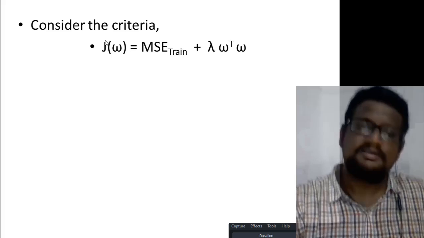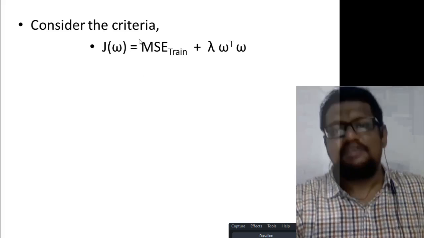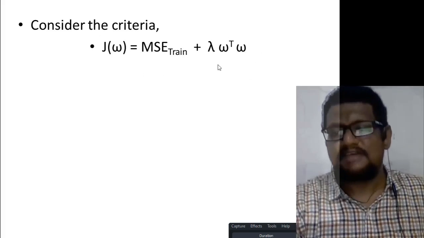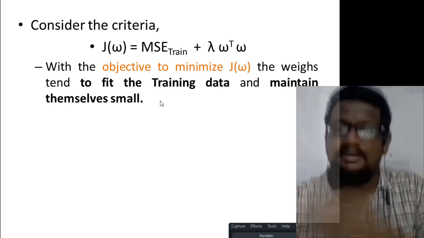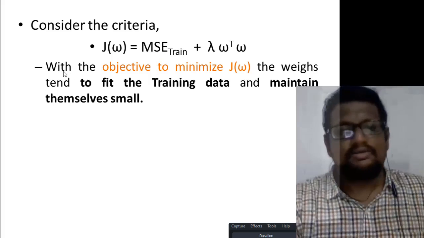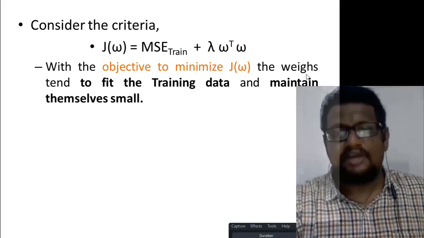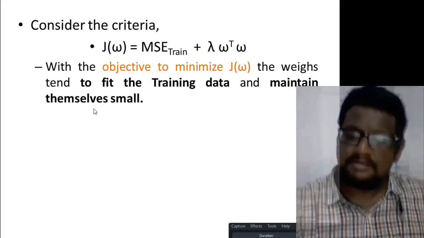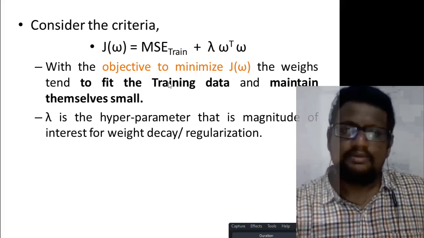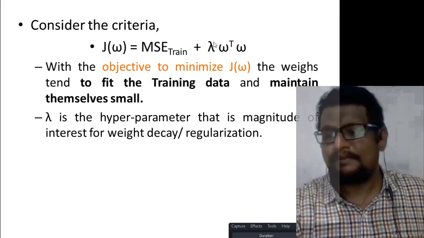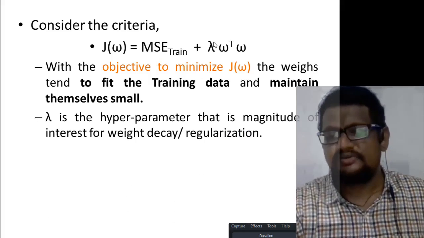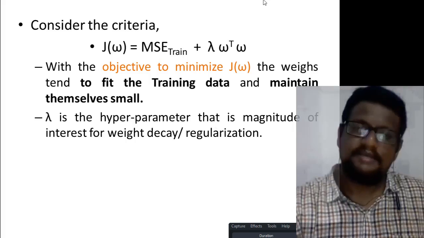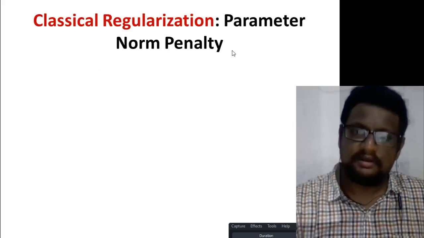So the single objective function tries to fit the training data and also to keep the weights as low as possible. This is what is called weight regularization. So the objective is to minimize J of omega: the weights tend to fit the training data and also maintain themselves small. Lambda here is nothing but the hyperparameter. It shows how much interest we give towards weight regularization or weight decay. If lambda is equal to 0, there is no weight regularization at all.